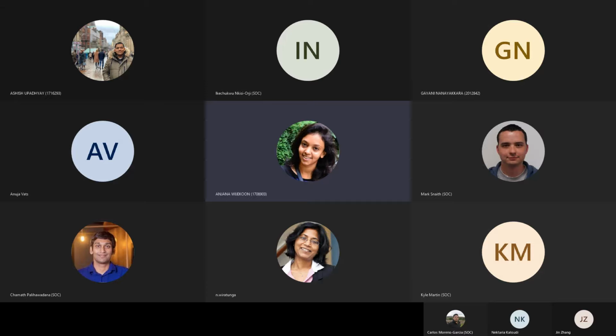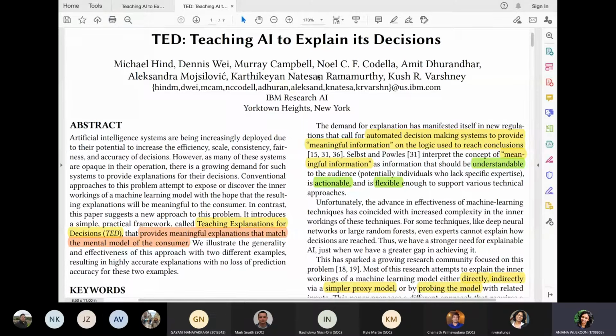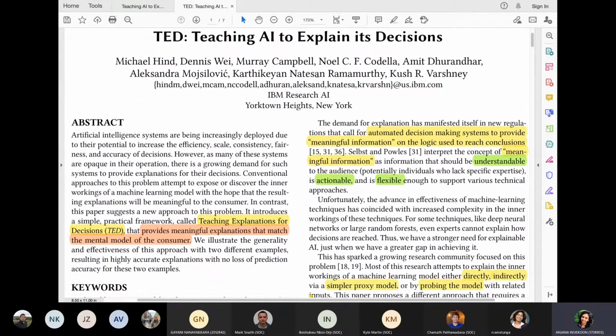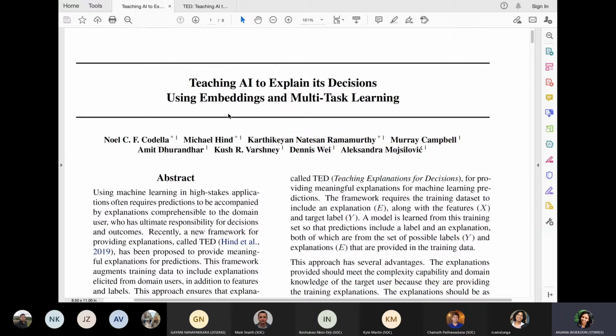Today I'm going to talk about this paper TED, which refers to teaching explanations for decisions. This is published by IBM in one of the ethics and reasoning conferences. And they have a follow-up paper to this one, which I'll briefly touch on, which is teaching AI to explain its decisions using embeddings and multitask learning.